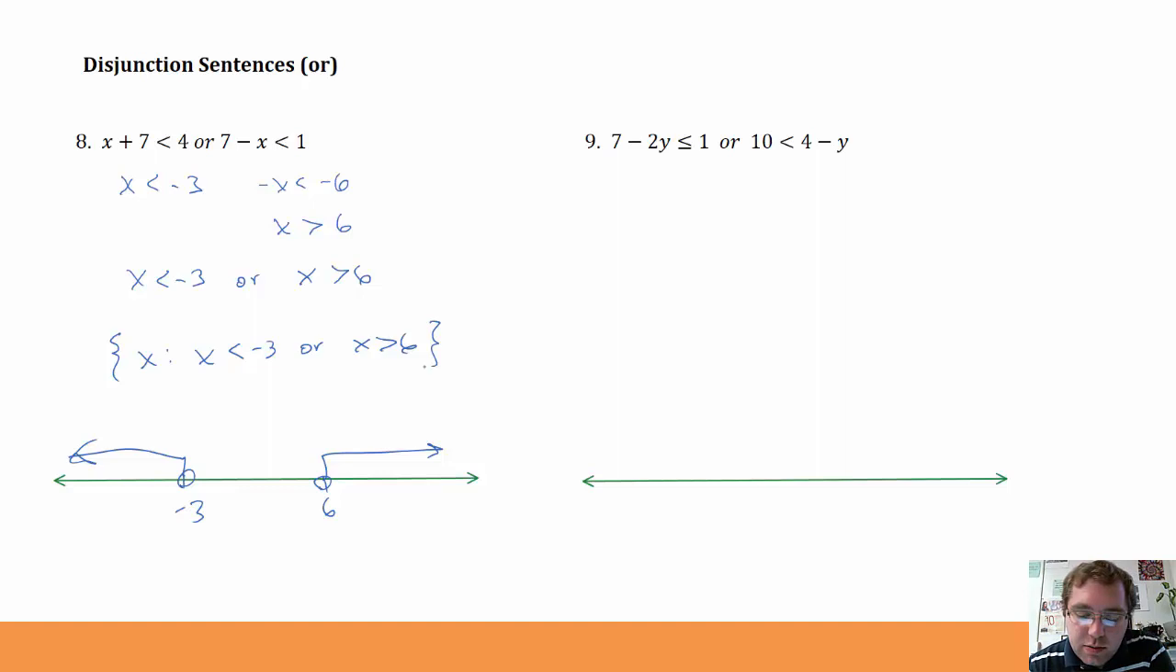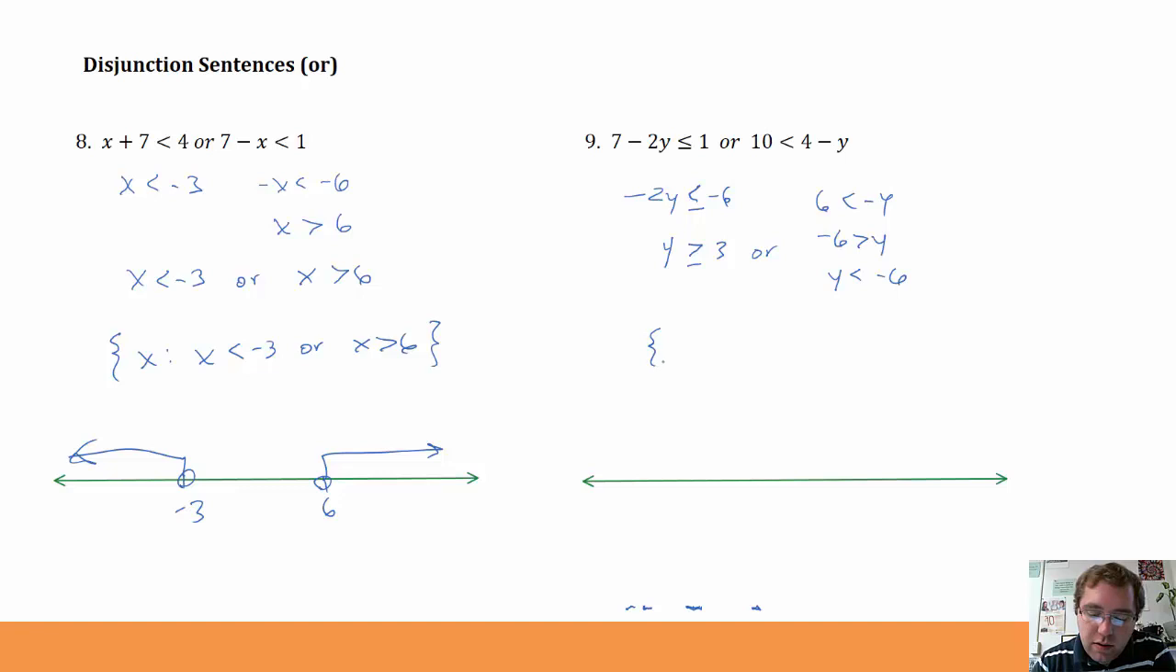Number 9, 7 minus 2y is less than or equal to 1, or 10 is less than 4 minus y. So we solve each of them for y. Subtract 7 from this one. -2y is less than or equal to -6. Divide both sides by -2, and y is greater than or equal to 3. Or subtract 4, 6 is less than -y, divide by -1. -6 is greater than y, which means, if we reverse that inequality, y is less than -6.